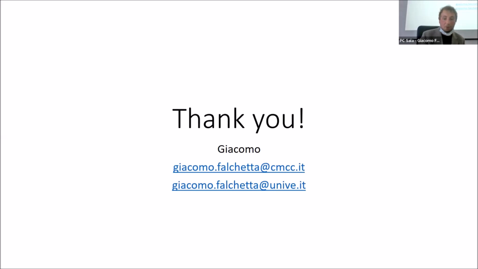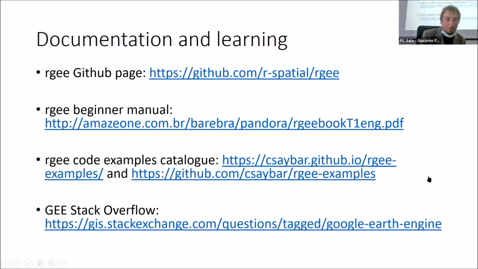And really, I encourage you to look at the beginner manual and the code examples, because there are examples for everything. So you can overlay two images and take the intersection. You can calculate the log of one image. So not always can you use the raster function directly to do something. You have to use the rgee function, but they exist. So in all cases, you find the equivalent.